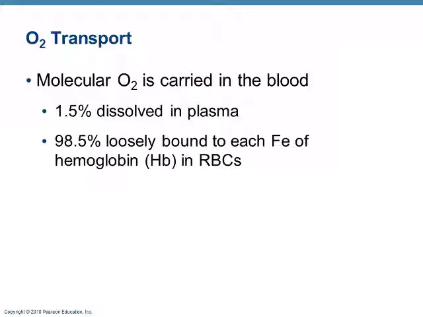Oxygen is mostly transported by the hemoglobin. Hemoglobin binds with oxygen, or oxygen binds with hemoglobin, and forms oxyhemoglobin. About 98.5% of oxygen is transported by the hemoglobin. So oxygen is mostly transported by the hemoglobin, 98.5%. A small amount of oxygen is transported by the plasma. Plasma transports like 1% or 1.5%, the rest of the oxygen.